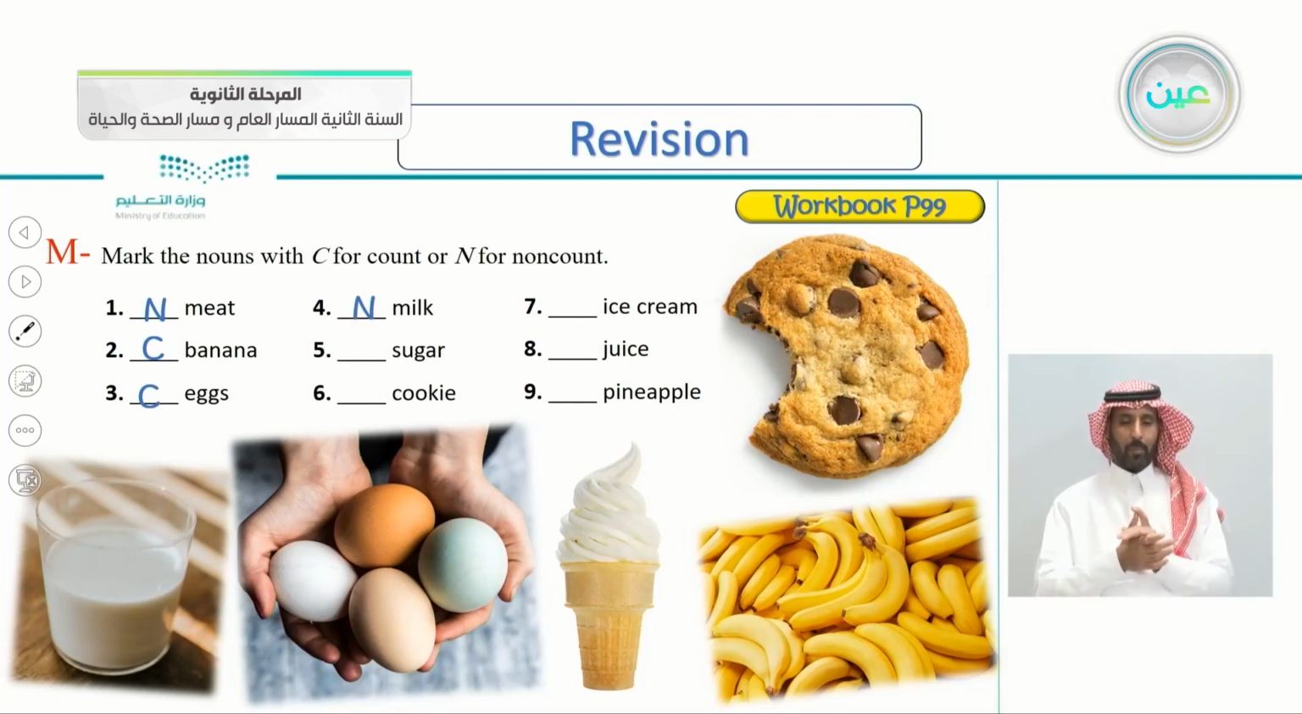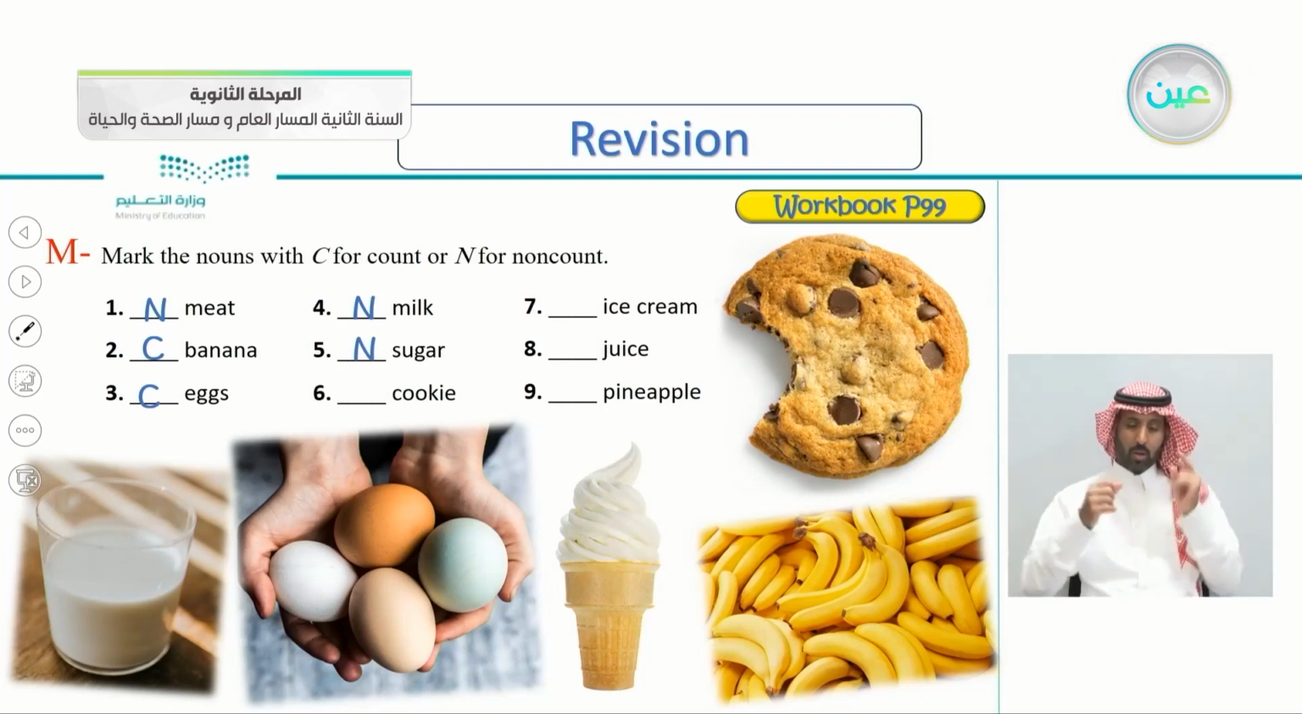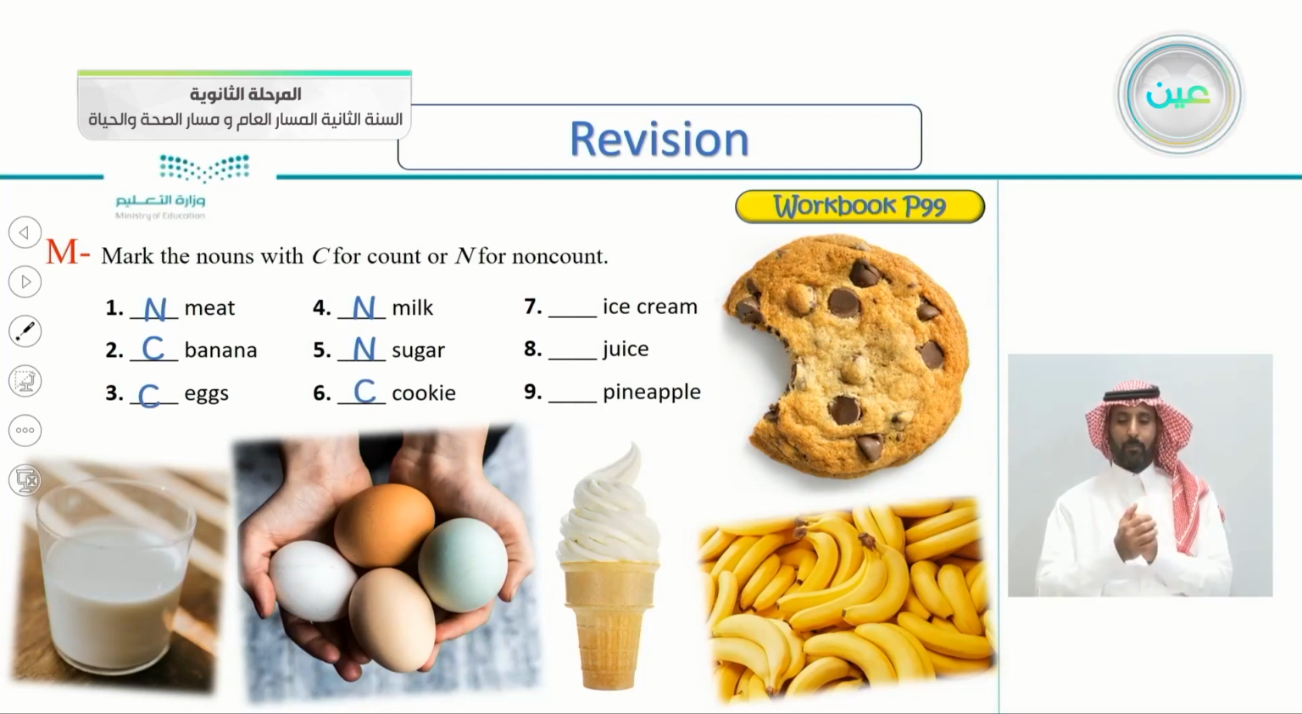What about sugar? Do we say 1 sugar, 2 sugars? No, of course not. You can maybe say 1 cube of sugar, 2 cubes, and so on, or 1 spoon, but you can't count the sugar itself. What about cookie? Cookie. So number 6 is C. C is for count, not cookie. You can count them. 1 cookie, 2 cookies, and so on.